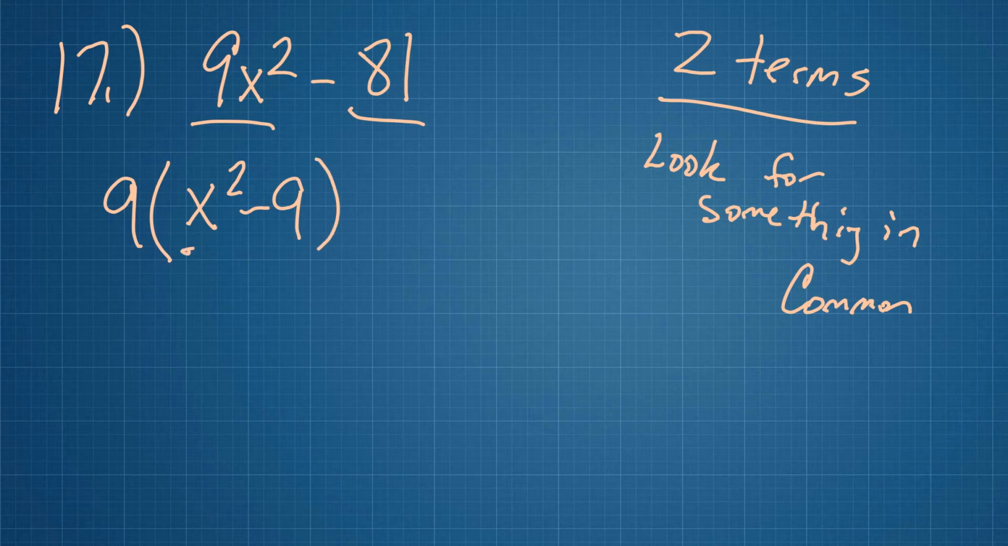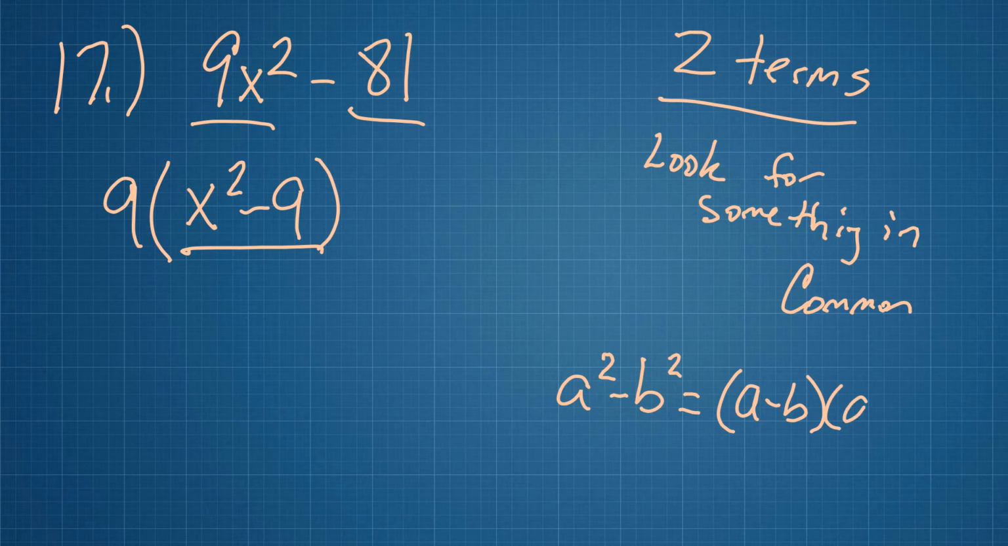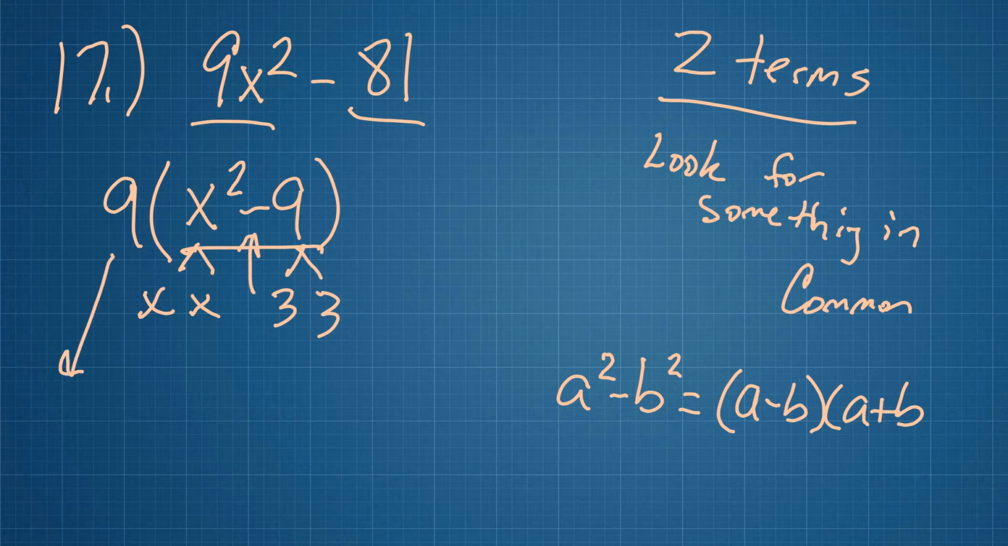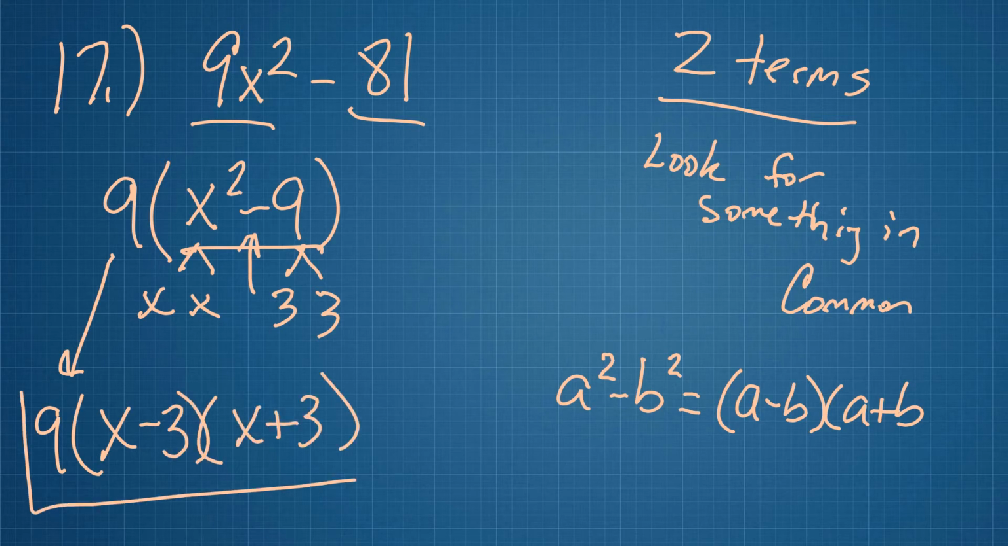Now inside the parentheses, I still have 2 terms, and they are both perfect squares. So since they're both perfect squares, I get to use this formula, a squared minus b squared. If you have a difference of perfect squares, perfect square minus perfect square, with a subtraction sign, you get to write it as a minus b, a plus b. So x squared is perfect because it's x and x. 9 is perfect because it's 3 and 3, and there's a subtraction sign in the middle. So I keep this 9, that 9 drops down, and this parentheses turns into x minus 3, x plus 3, and that's your final answer. All right. Moving on.